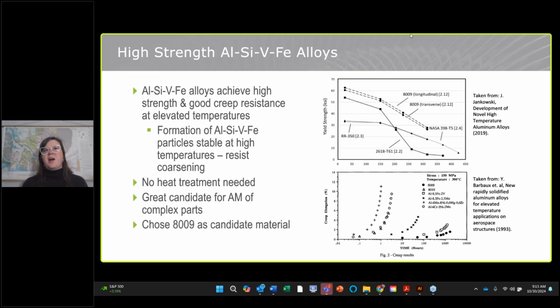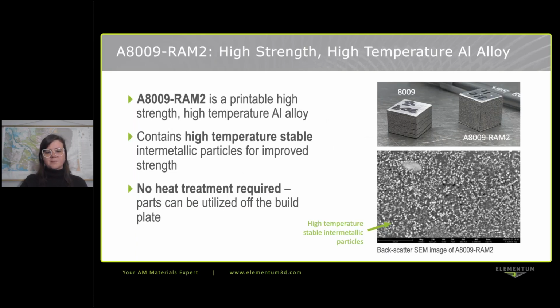As we know, many people have some high temperature aluminum applications, particularly for automotive. And so we decided to develop particularly 8009 as part of this aluminum, silicon, vanadium, iron system. And the great thing about these materials is that they don't need a heat treatment, so we can use them directly out of the printer. So this was another space where we said, hey, we can take this material we know well from conventional processing, we can translate it to AM and increase the number of materials that are available.